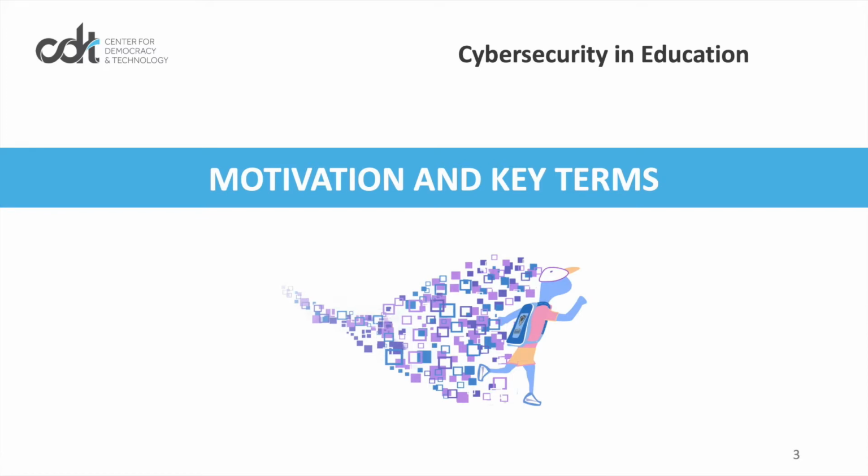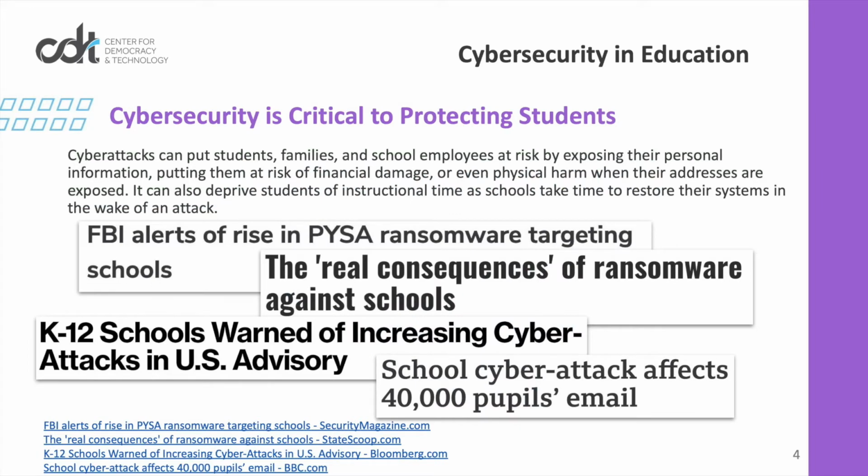First of all, let's talk about why cybersecurity is important. The harms of inadequate cybersecurity in education aren't hypothetical. Attacks on schools have put students, families, and staff at risk of real harm. Exposure of sensitive personal information, like social security numbers, puts them at risk of financial harm like identity theft. Breaches of home addresses put school community members at risk of physical harm, and ransomware and denial of service attacks rob students of critical instructional time. Schools need to take cybersecurity and data protection seriously to reduce the risk and severity of this kind of damage.